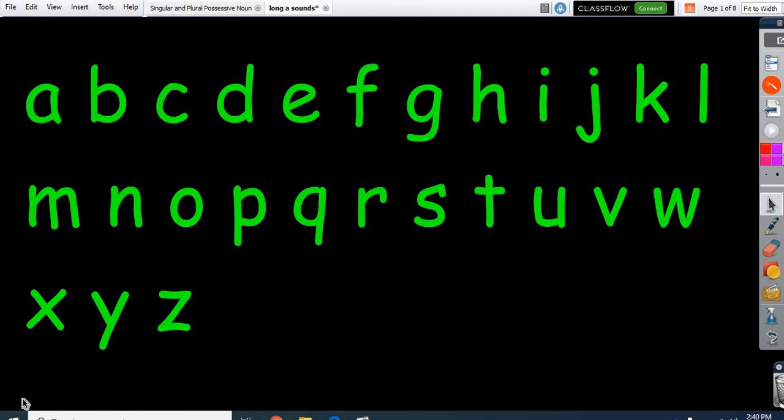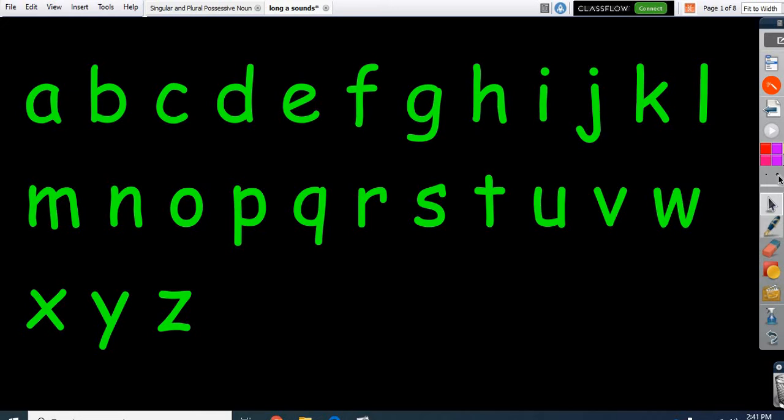As you remember, phonics is where we talk about the letters and the sounds that the letters make. And there are lots of different sounds that these letters can make depending on how you put them together or how they're used in a word. We have learned a lot about these letters already this year.